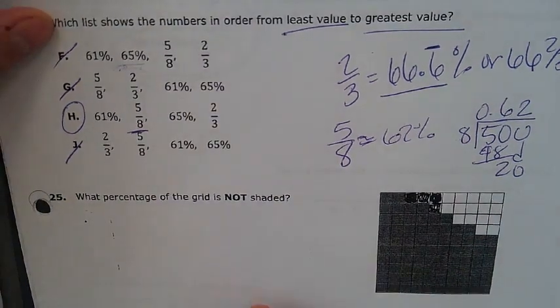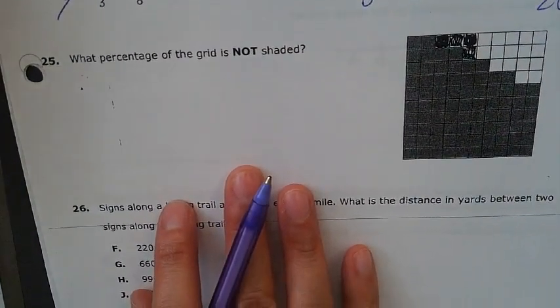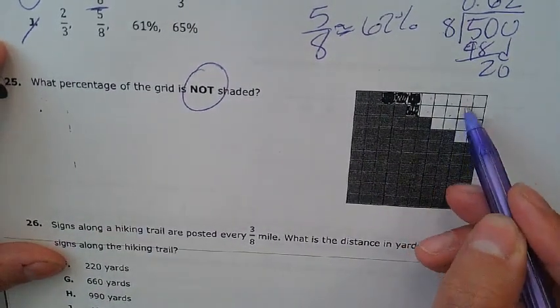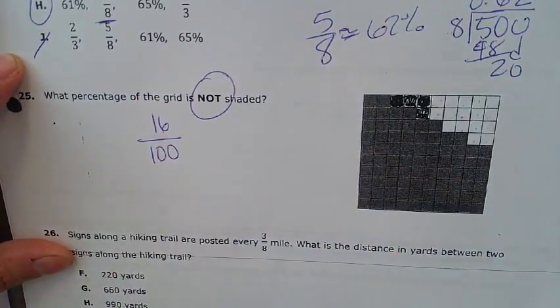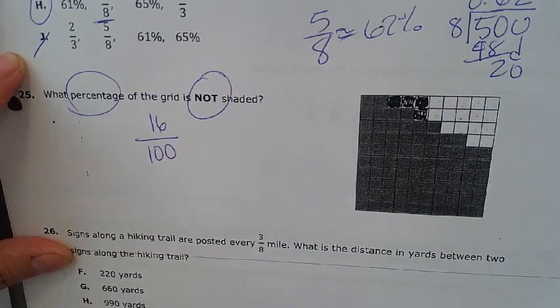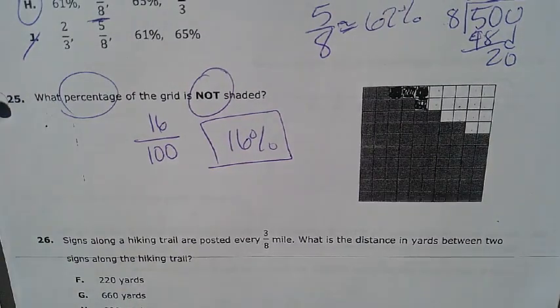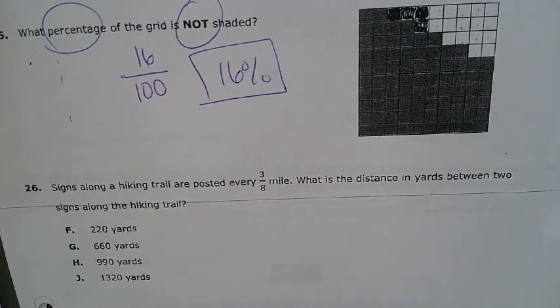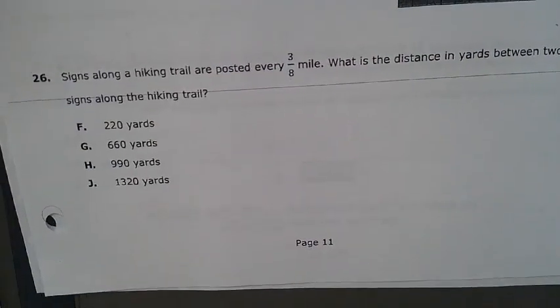Next, how many squares are not shaded? Not shaded, count them. 16 out of 100. So what percent would that be? 1600? Wait, that would be 1,600%? No, 16%. Or we can simplify. But only one is the percent. As long as it's over 100, we find the percent.